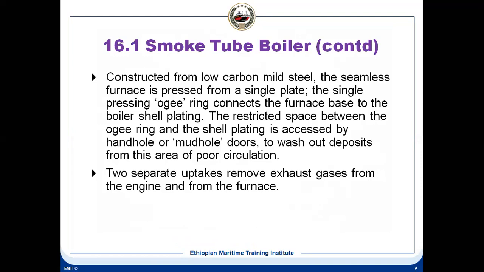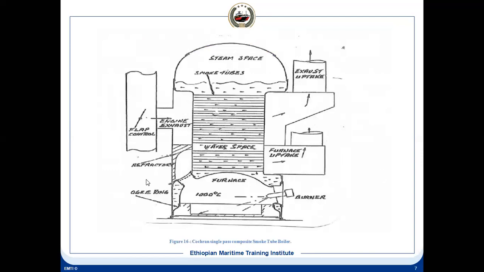A smoke tube boiler will be constructed from low carbon mild steel, and the seamless furnace is pressed from a single plate, and this plate has something which is called an OG ring. You can see that OG ring over here. Now the OG ring has a special significance in a smoke tube boiler, in the sense that at this location around the furnace, the circulation of the water is very, very limited. So you need to have something which is quite thick.